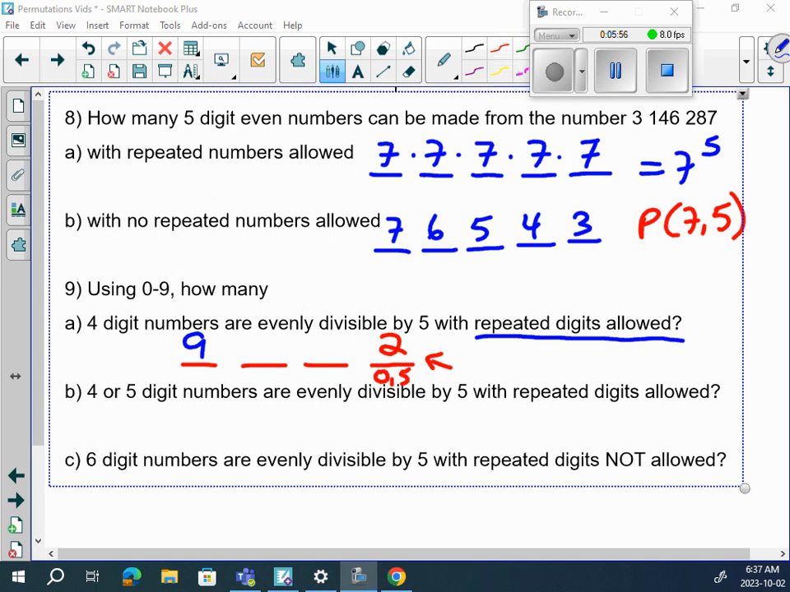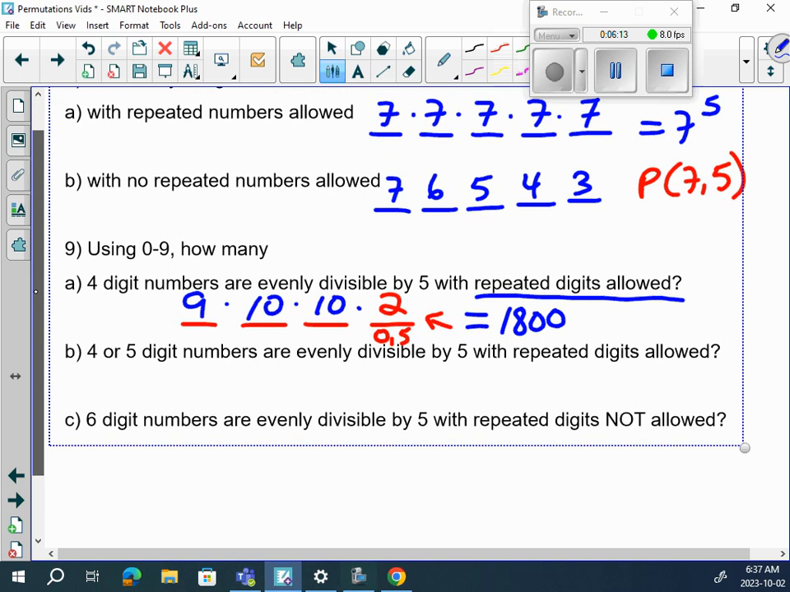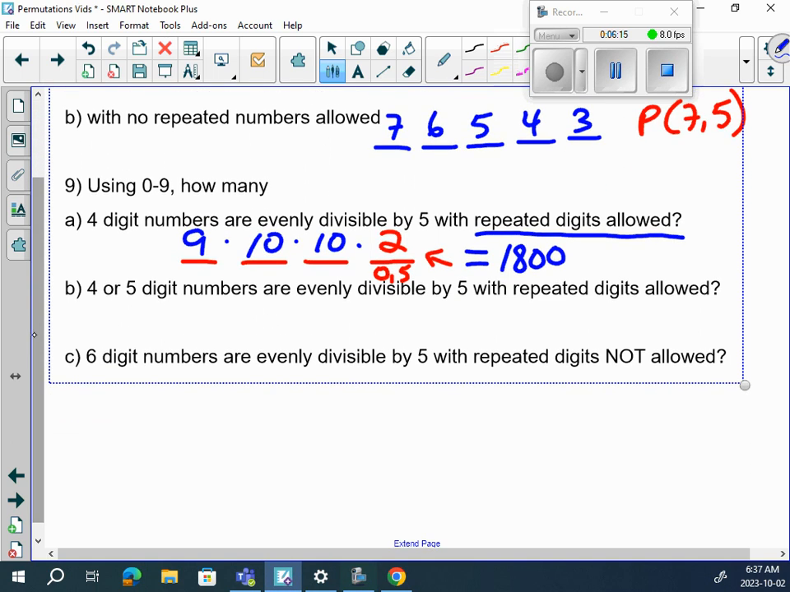And then after that, in position 2, anything can be used, and in position 3, anything can be used as well. And so that's 1800. Now, more interesting is the next question here: 4 or 5-digit numbers evenly divisible by 5, repeated digits allowed. Okay, so actually the last one is probably the more interesting.